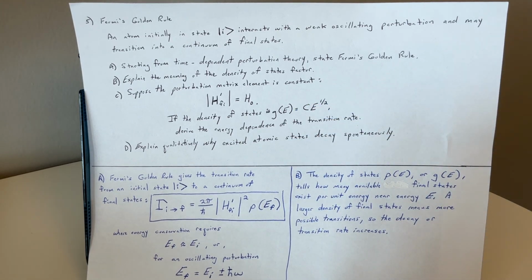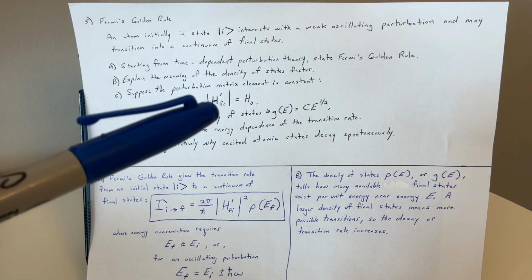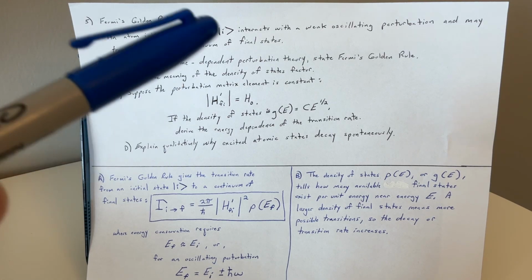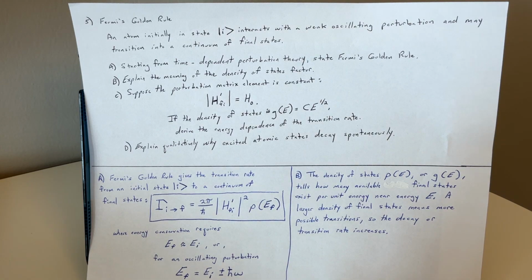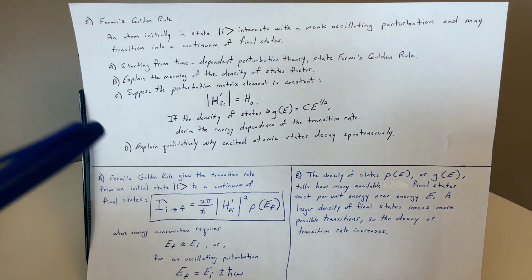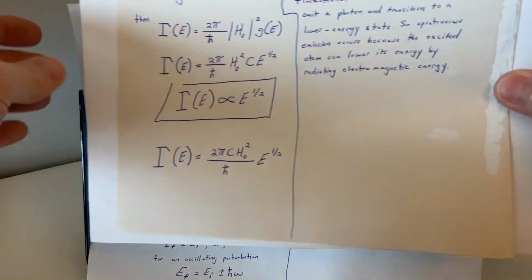Letter C, suppose the perturbation matrix element is constant, and we get this: the modulus of H prime sub f i equals H naught. If the density of states is g of E equals C times E to the 1/2, derive the energy dependence of the transition rate. Okay, so for part C, here's what we can do.